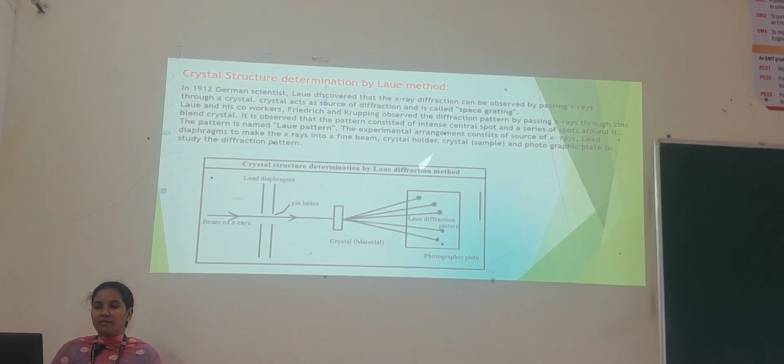The experimental arrangement consists of a source of X-rays and lead diaphragms, which make the X-rays into a fine beam. You can see these are the beams of X-rays. They are going to pass through the lead diaphragms to make the X-rays into a fine beam. We can see the pinholes, and this is the crystalline material, and this is called the photographic plate, where the Laue diffraction pattern is focused.